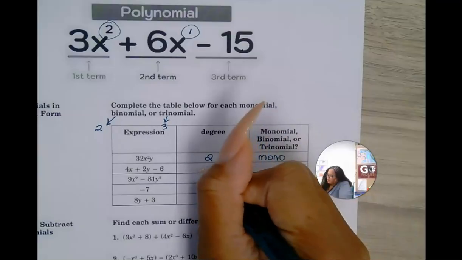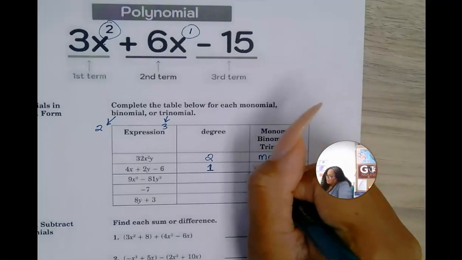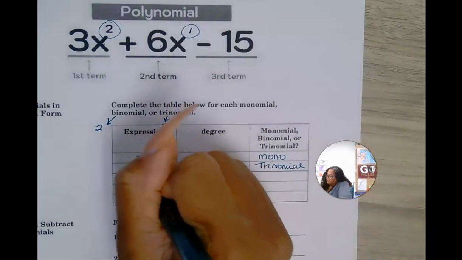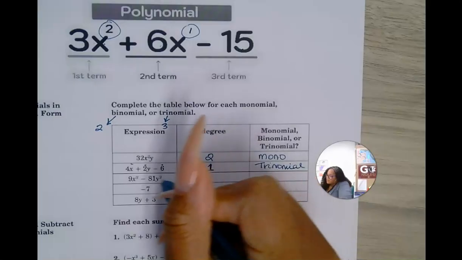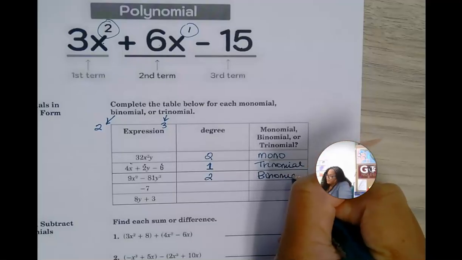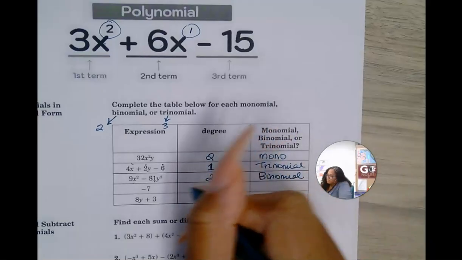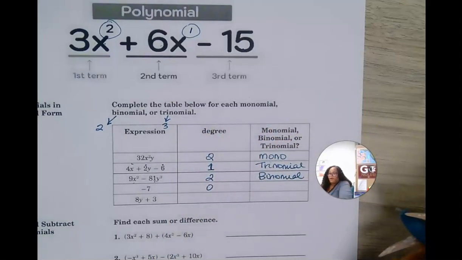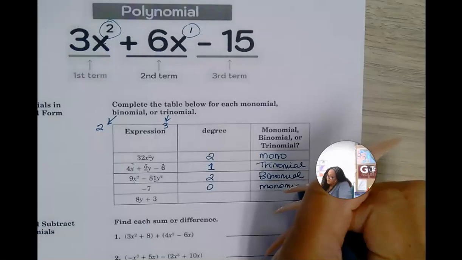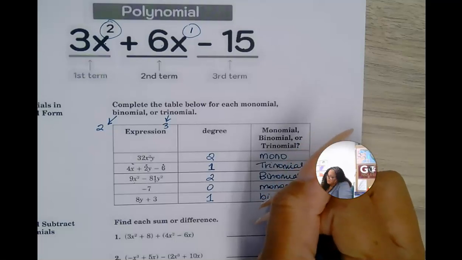Here, this is a degree of 1 because everything is raised to the first power. And this would be a trinomial because it has 3 terms. 1, 2, 3. This is a degree of 2, but it is a binomial because it has 2 terms, 1, 2. This is a degree of 0 because it's negative 7 to the 0th power, 0 power. And this is a monomial, just one number. And then this is a degree of 1, and it is a binomial.